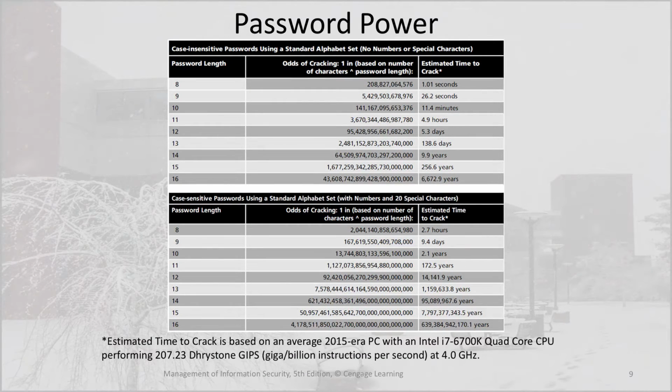This slide shows a table comparing the complexity of different lengths of password based on an estimated time to crack using an average 2015 era PC with an Intel i7 quad-core CPU performing at a little over 207 billion instructions per second at 4 GHz. As you can see, a 16-character password is far more complex than an 8-character password.